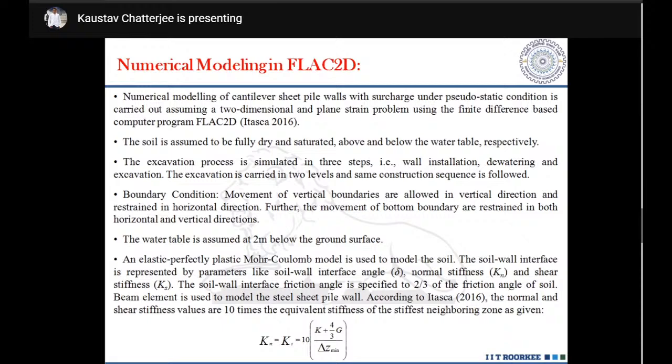What are the boundary conditions? The movement of vertical boundaries is allowed in the vertical direction and restrained in the horizontal direction. Further, the bottom boundary is restrained against movement in both horizontal and vertical directions. The water table is assumed at 2 meters below the ground surface, and the soil-wall interface is represented by the angle delta, normal stiffness, and shear stiffness respectively.